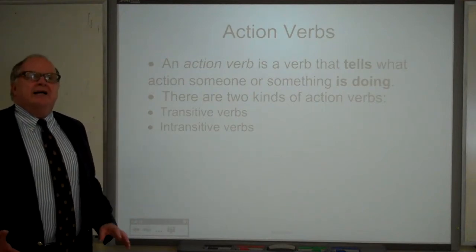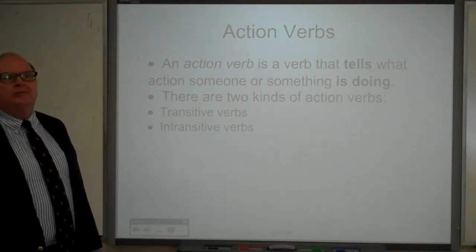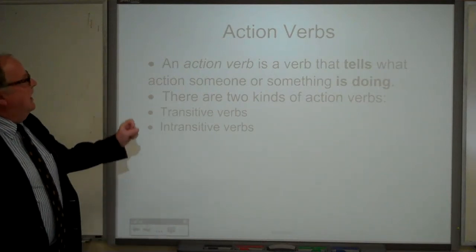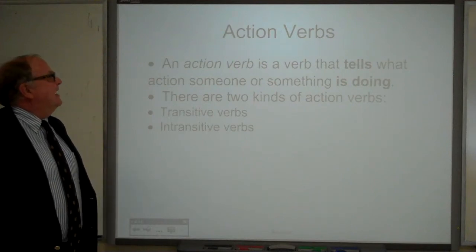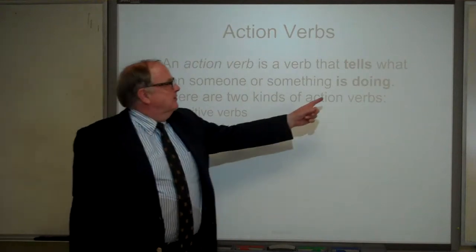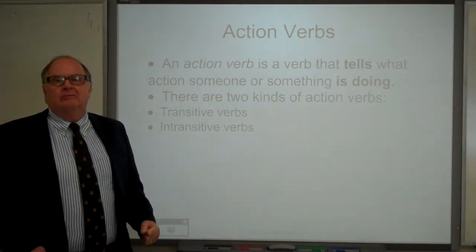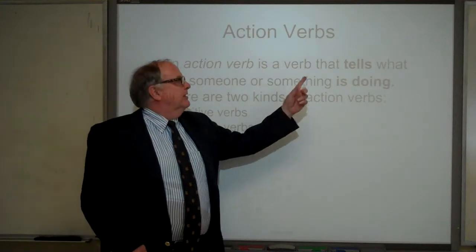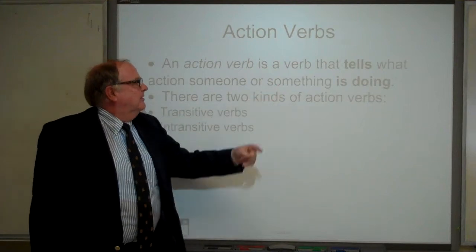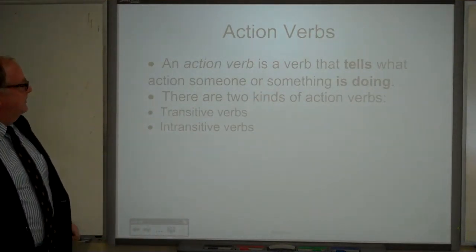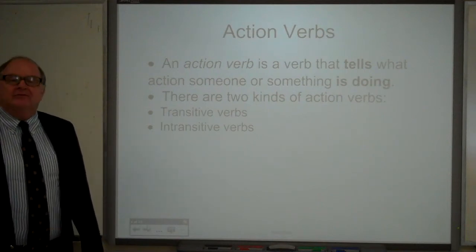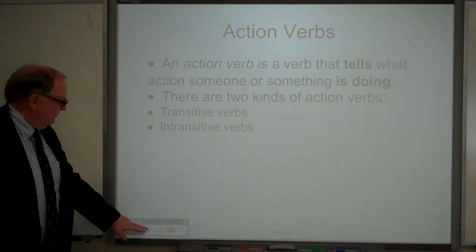And we talk about different kinds of verbs. Basically, three kinds of verbs. And in those kinds of verbs, there are some subsets as well. An action verb is a verb that tells what action someone or something is doing. In this sentence, tell is an action verb. It tells us what the verb is doing. And is doing is an action verb. Something is doing something. And in English, there are two kinds of action verbs: transitive verbs and intransitive verbs.